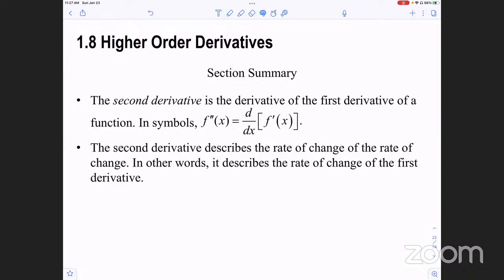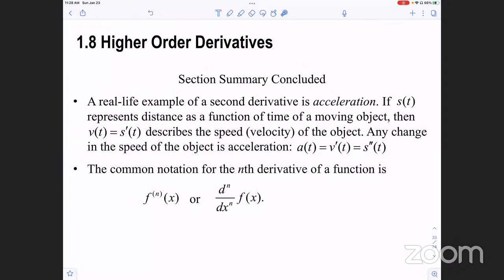The second derivative is the derivative of the first derivative of a function. In symbols, f double prime is the same as d by dx of f prime. In other words, it's a derivative of the derivative. The second derivative describes the rate of change of the rate of change. In other words, it describes the rate of change of the first derivative, right? The second derivative is acceleration.